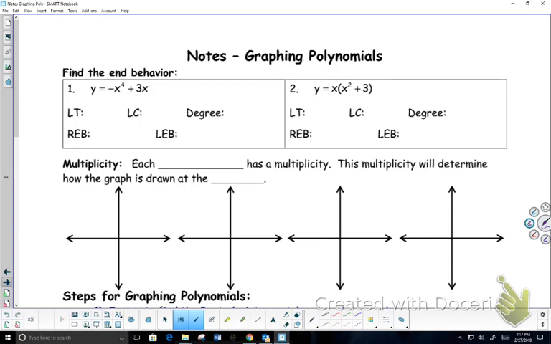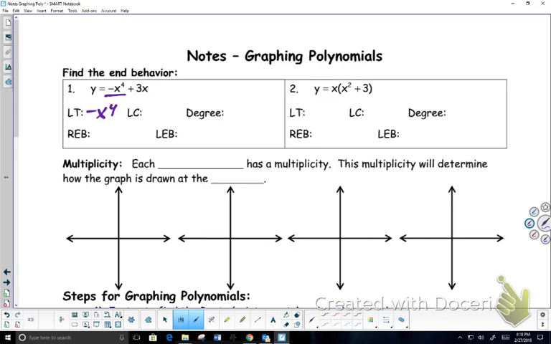Okay, so looking at this, we're gonna start graphing our polynomials. Now keep in mind these are just going to be rough sketches. Okay, so just starting off with number 1 and 2, I would write down my leading term. Remember, your leading term is going to be the term with the biggest degree. So that's negative x to the fourth.